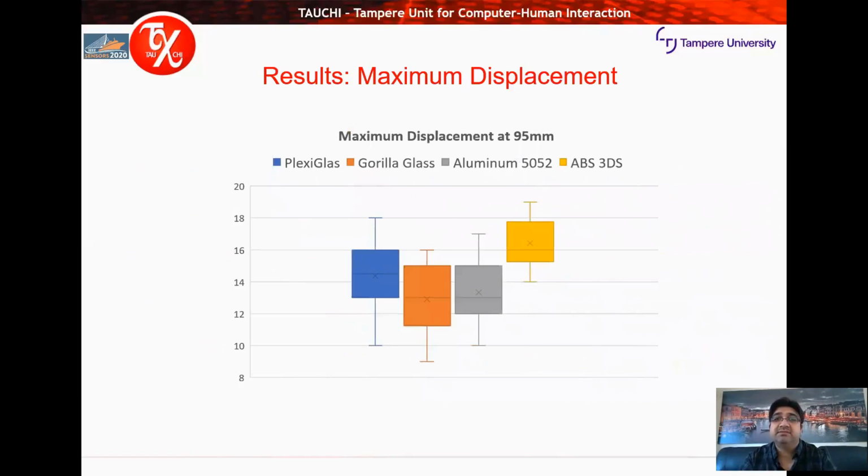Results from the maximum displacements show that plexiglass and 3D printed overlay material performed quite similarly, with the latter achieving 19 micrometers of maximum displacement, but the former showing far more variability in the results. On the other hand, Gorilla Glass, the most commonly used overlay for touchscreen devices today, recorded the lowest displacement on average.